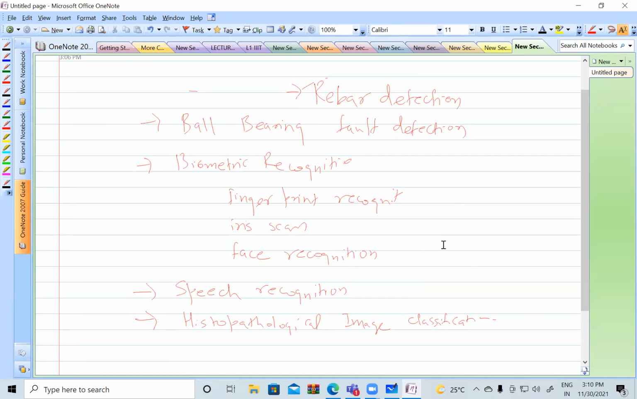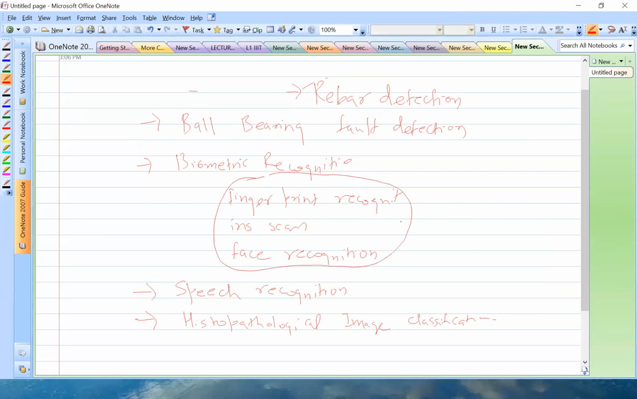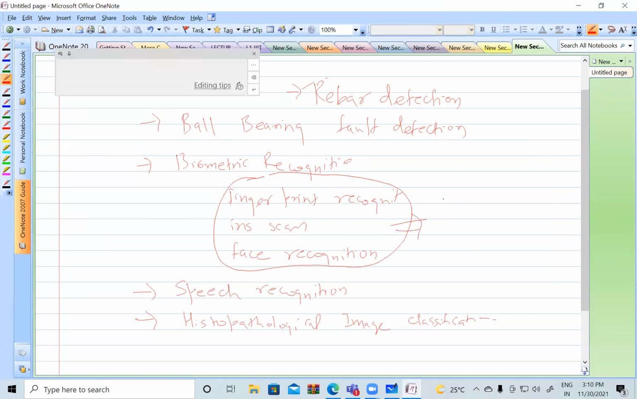Okay, so we can see that these are different classification problems, and they are from different domains. Biometric recognition, like fingerprint recognition, iris scan, and face recognition, these are your image classification problems. Here the input is image. The input is the fingerprint of a person, which is an image. The input is iris scan.